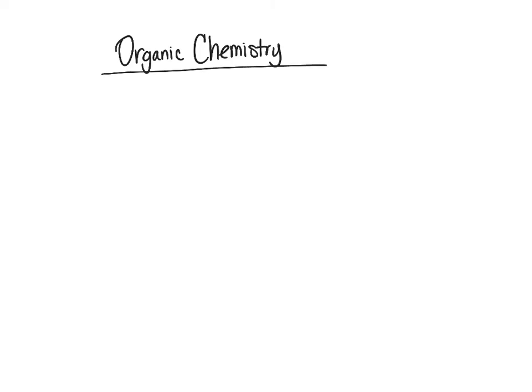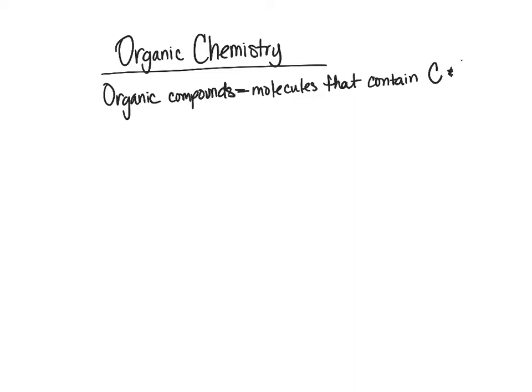All right, so now we are going to move into some organic chemistry. We have previously talked about some basic chemistry, and what separates basic chemistry from organic chemistry is basically just that we will be talking about organic compounds. And when we say organic compounds, these are going to be molecules that contain carbon and hydrogen.